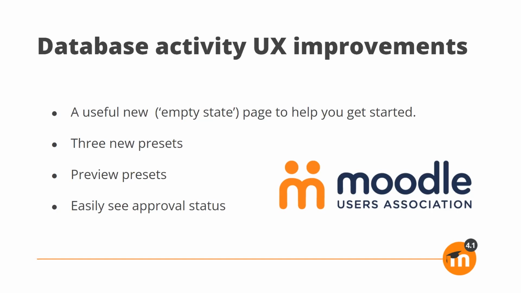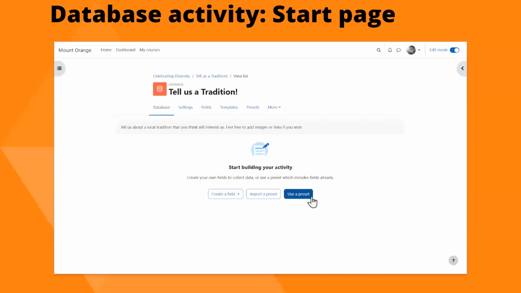So as a teacher, once you've added your database and defined your settings, for instance, if you want to set it to entries have to be approved, then you will see this new start page, as I like to call it, start building your activity. And you can either, if you know what you're doing, create a field and do everything manually. You could import a preset, an existing preset, perhaps one that someone has given you, or perhaps from MoodleNet, which has a whole collection of database presets. Go and have a look at them. Or you can use one of the presets that now come with Moodle 4.1.